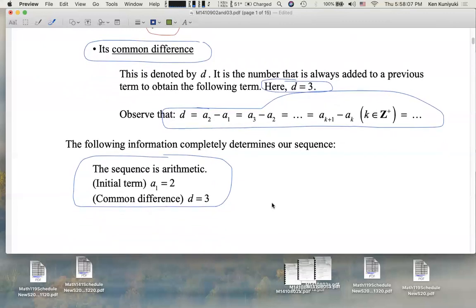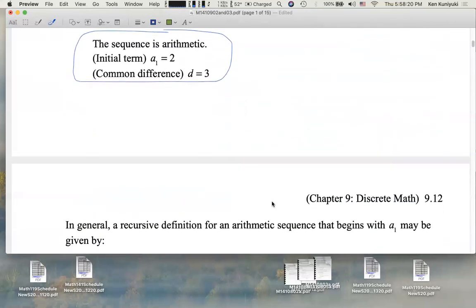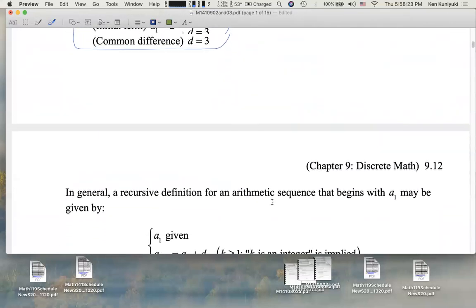But what if I ask you for the 1000th term? Do you really want to sit there at your desk and go, okay, 2 plus 3 plus 3 plus 3 plus 3 plus 3? I don't think so. It's not worth it, even for a test grade. All right. So we're going to talk about that issue in just a moment.